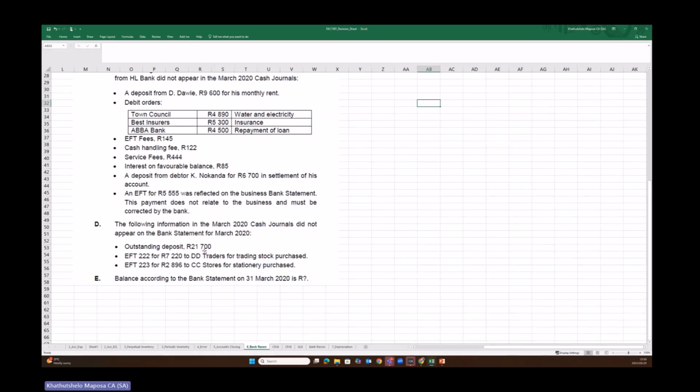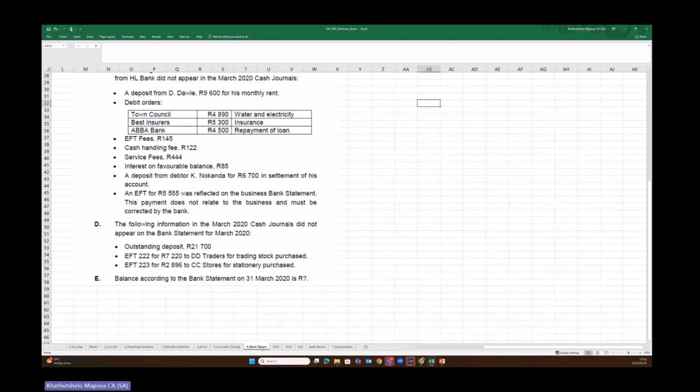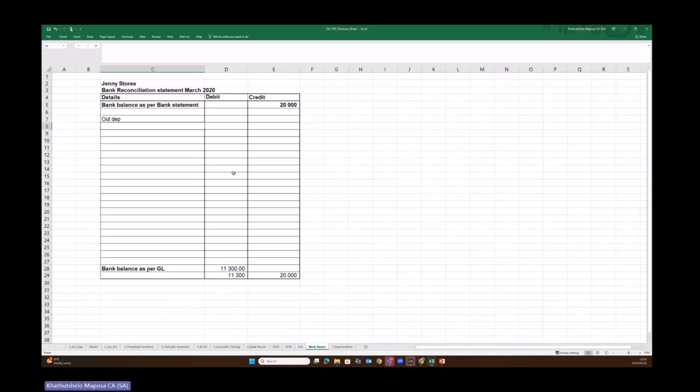Outstanding deposit, meaning someone has deposited money in our bank account, maybe gave us the deposit slip of 21,700, and the bank has not yet added this money. Now on the bank reconciliation, outstanding deposit, we all know that it's 21,700, but the question is, does it go on the debit side or on the credit side?